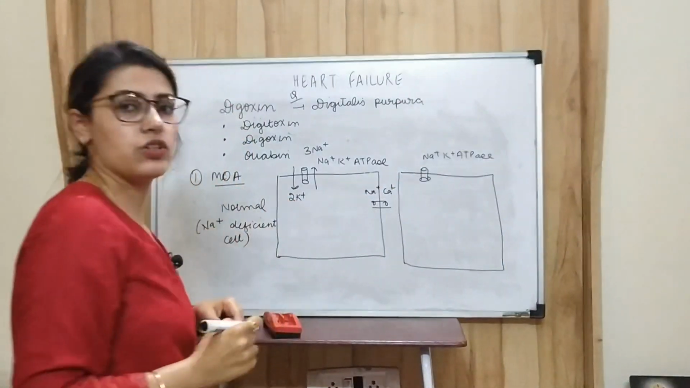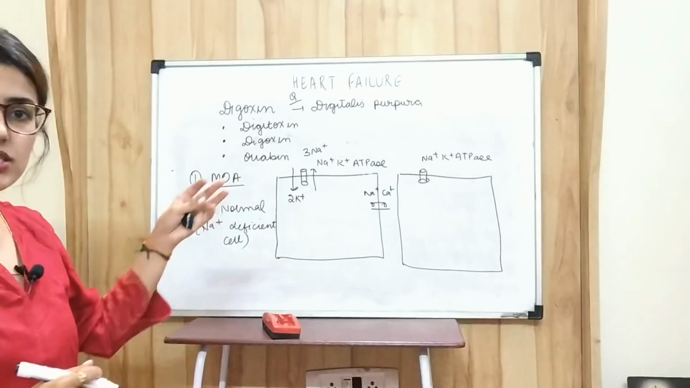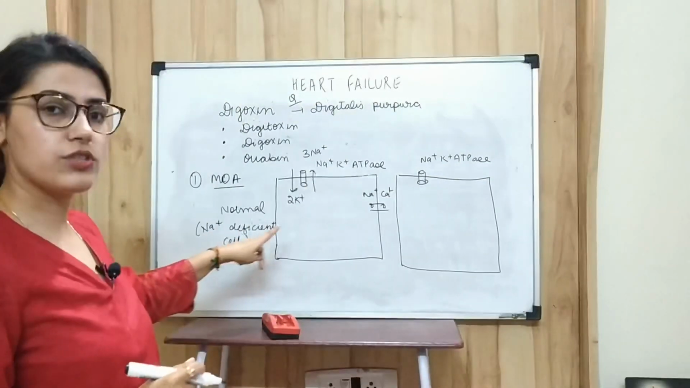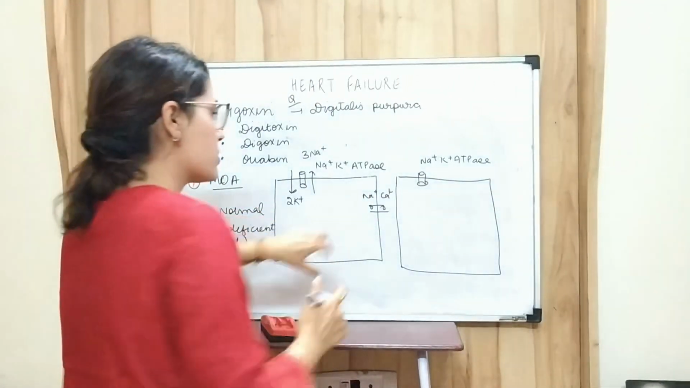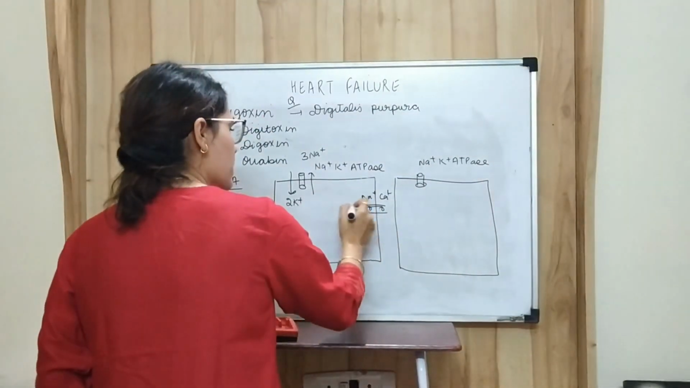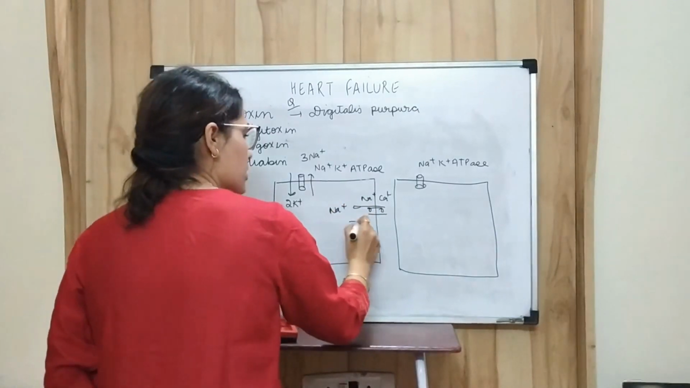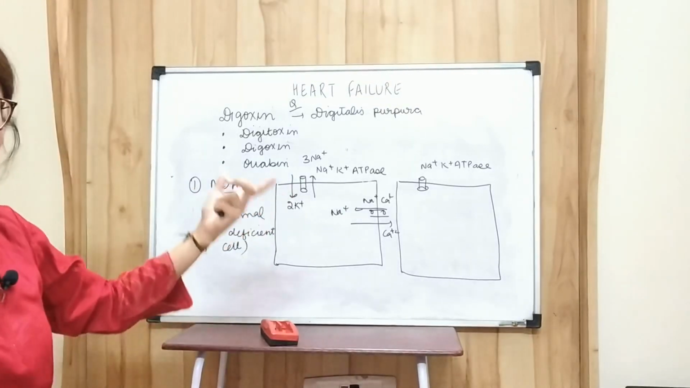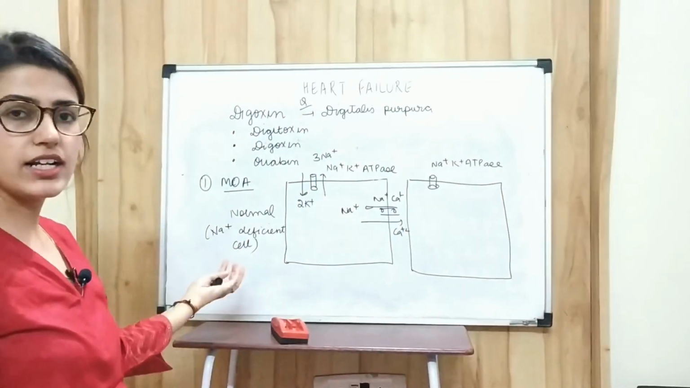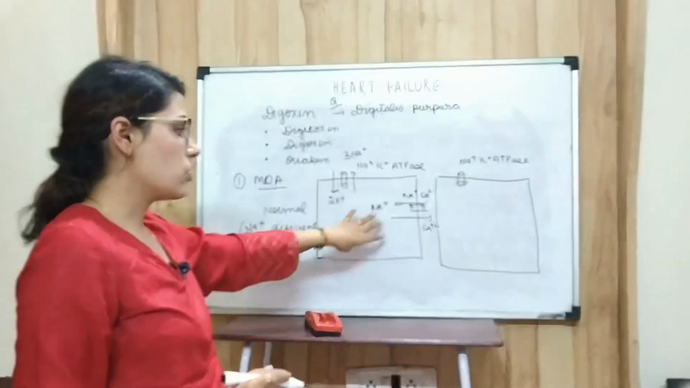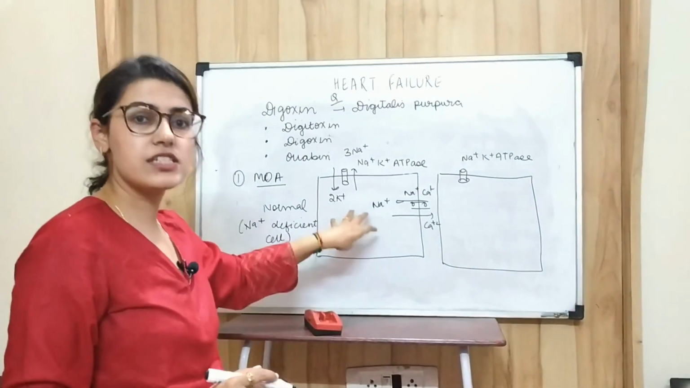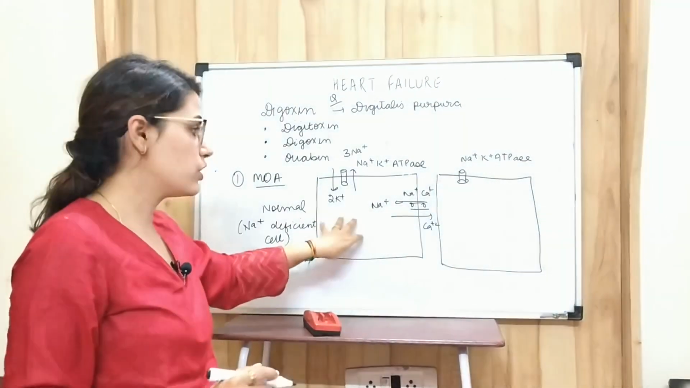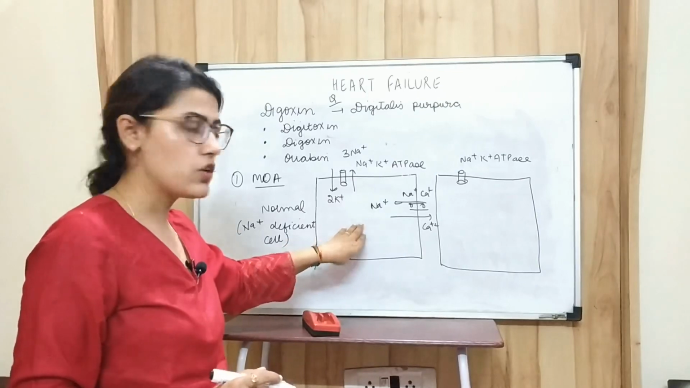When this happens, there is one more exchanger present, that is the sodium calcium exchanger. Now we know that sodium is deficient in the cell. So from outside, this exchanger will bring sodium inside and calcium outside. Why? Because sodium is deficient in the cell. This is the normal functioning of the myocardial cells.